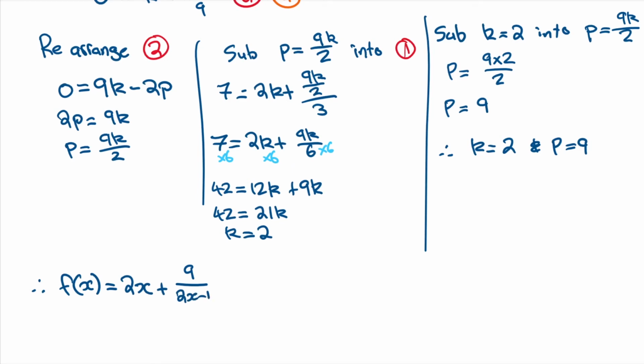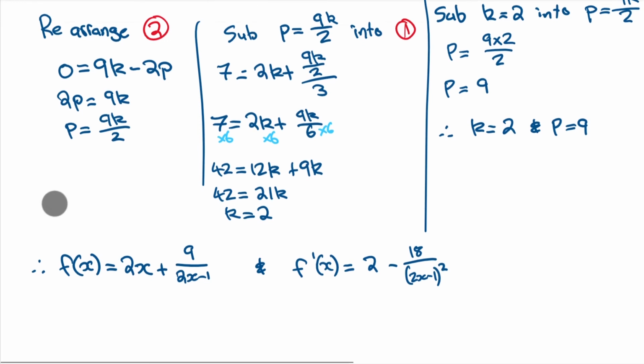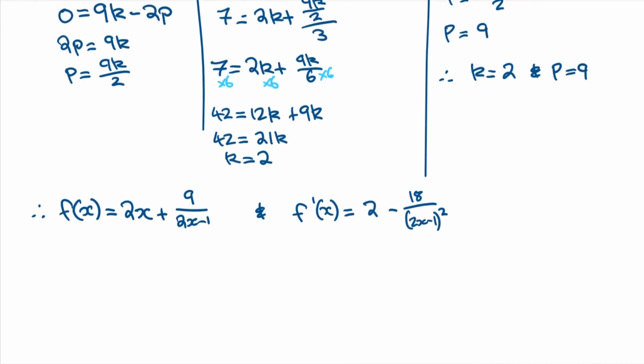So that's my function, and I can also write out my derivative function, which is f prime of x being equal to 2, not k, I've got 2, and subtract, instead of 2p, I'm going to have 18 on top of 2x minus 1 squared. So I've got a function, I've got a derivative function.